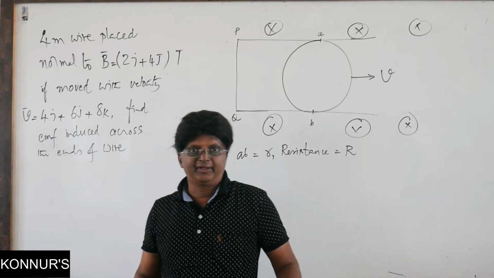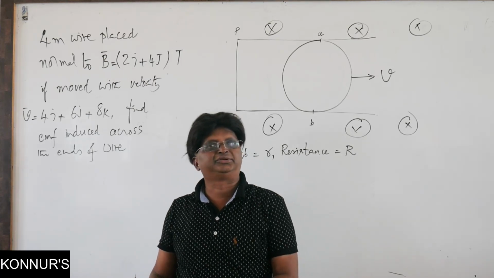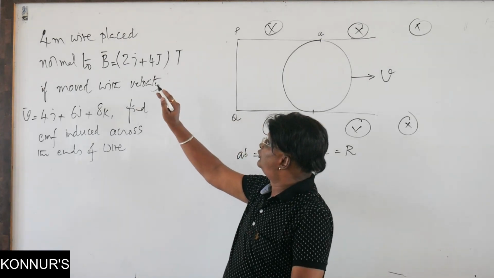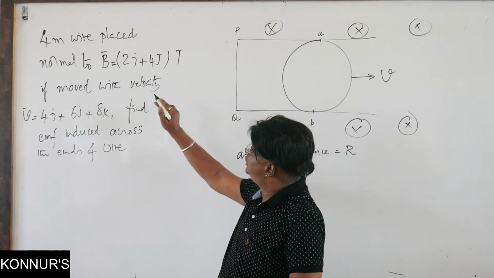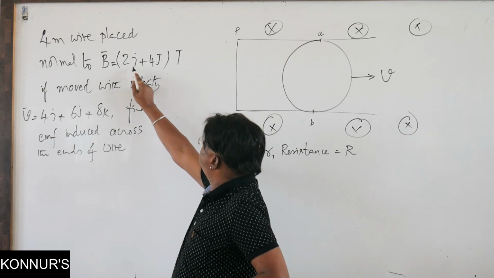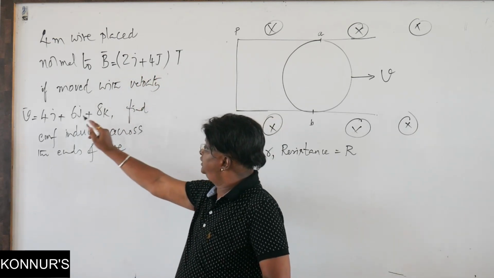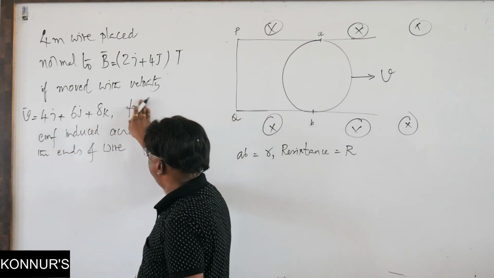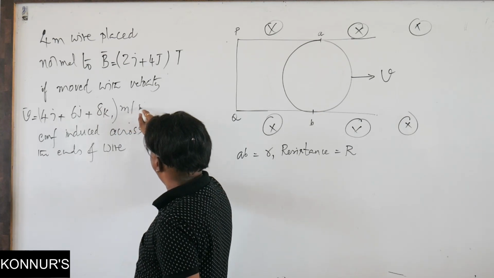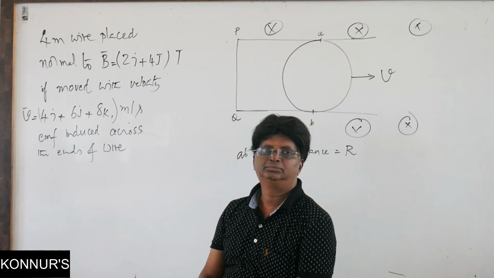See one or two examples on motion and EMF, a very popular topic as I have told you. There have been expressions. Remember those? Look at the first example. A 4 meter wire is placed normal to the xy plane, with B = 2i + 4j Tesla, and moves with velocity 4i + 6j + 8k meter per second. Find the EMF induced across the ends of the wire.